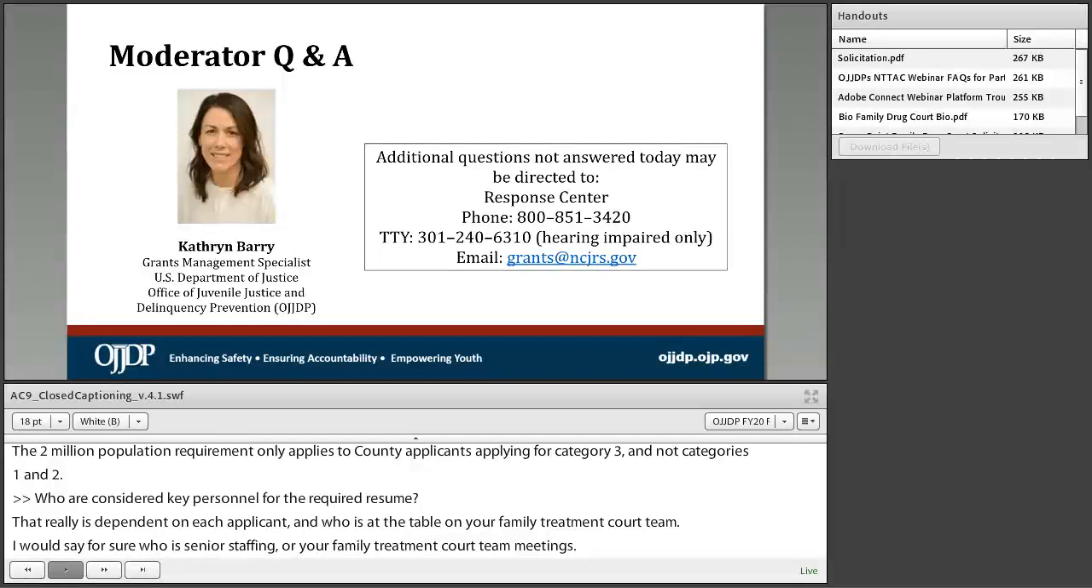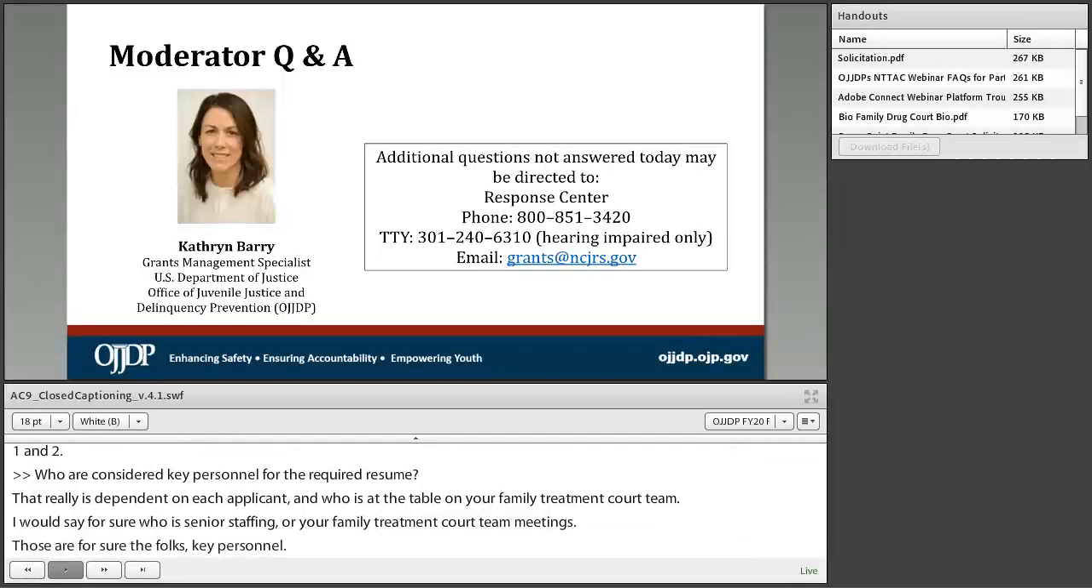But maybe there is a project director or a grant manager or coordinator that you might also want to include in there that isn't necessarily part of the family treatment court team, but is essential to ensuring that the project is going the way it should be going. Definitely include their resumes as well.